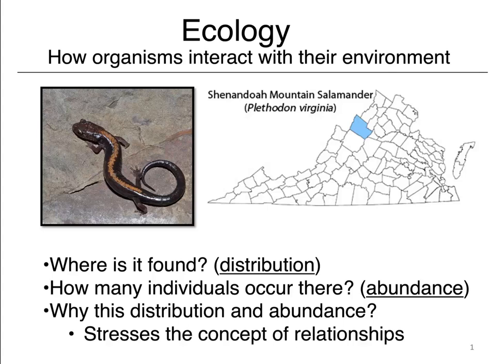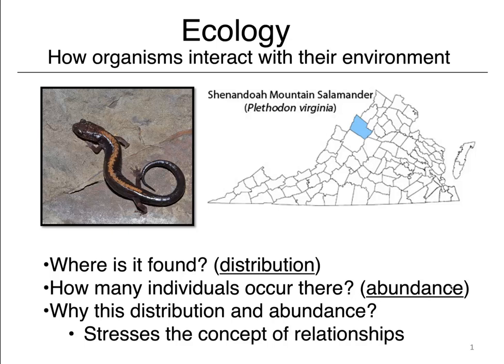So in this next unit, we're going to be talking about ecology. And when we talk about ecology, what we're talking about is how organisms interact with their environment. And specifically, ecology is usually interested in two major things for any particular organism or group of organisms. Number one, where is it found geographically speaking? And this is also called its distribution. Number two, how many individuals occur there?